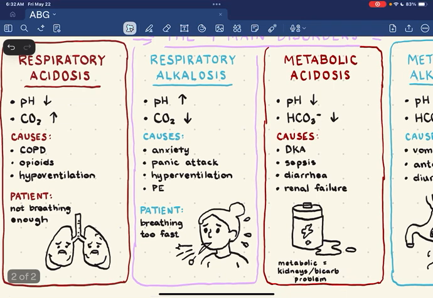Respiratory alkalosis is when your pH is too high and your CO2 is too low. That is typically anxiety, panic attacks, and hyperventilation. So hyperventilation is you're breathing too fast, hyper. And PE is called a pulmonary embolism.